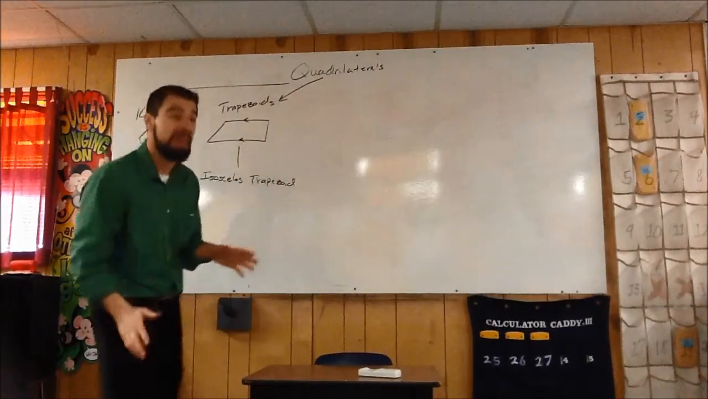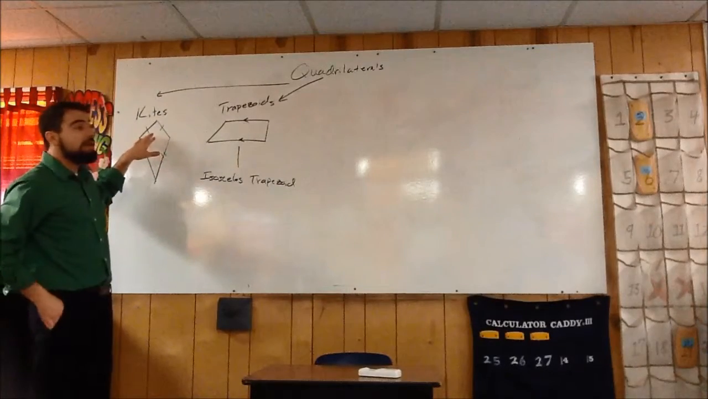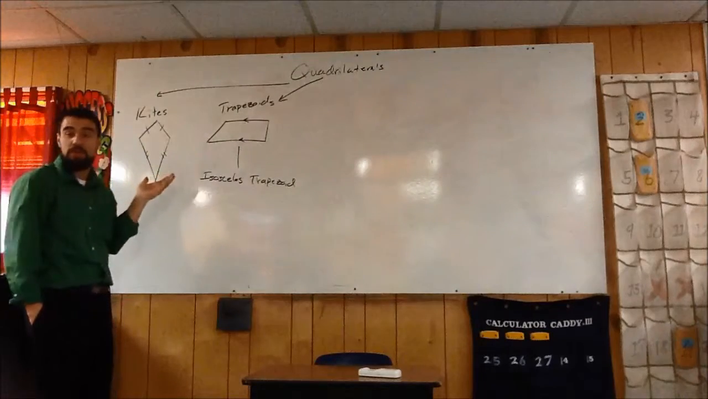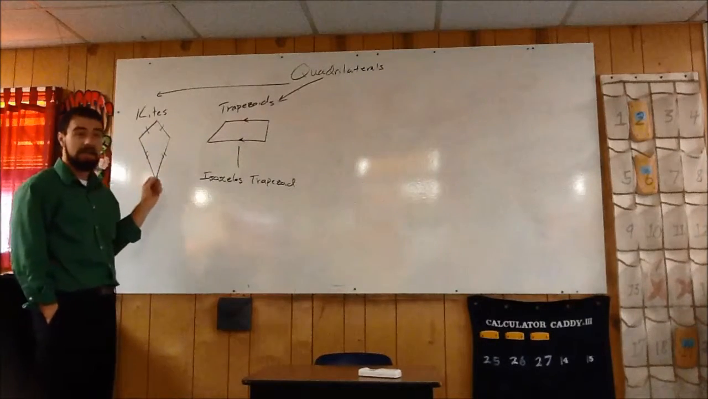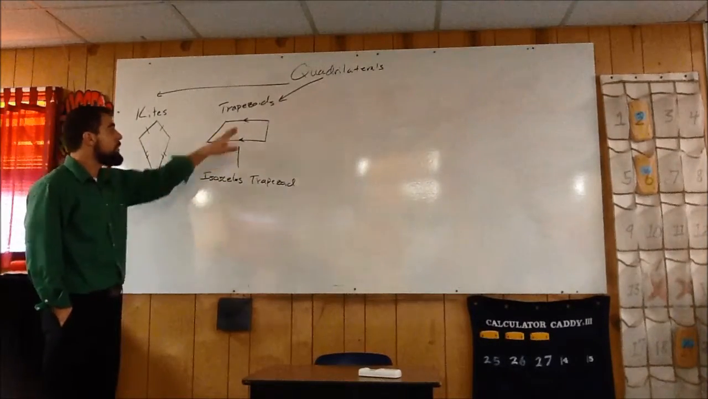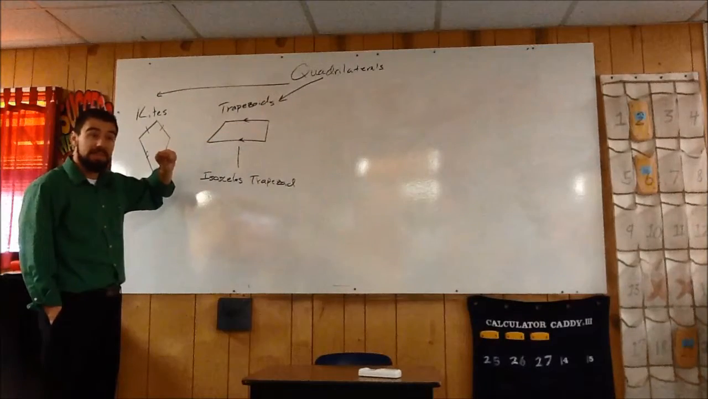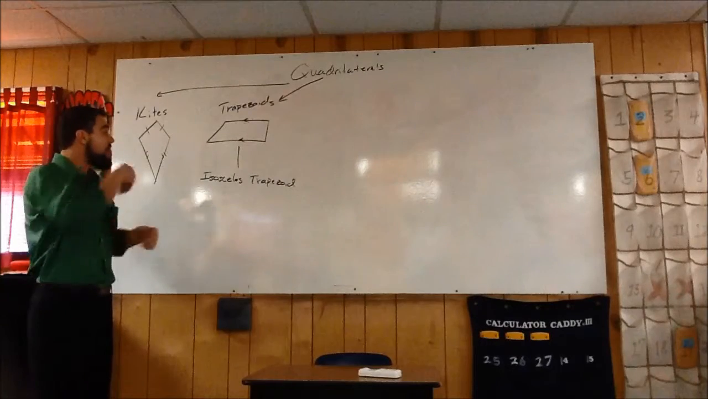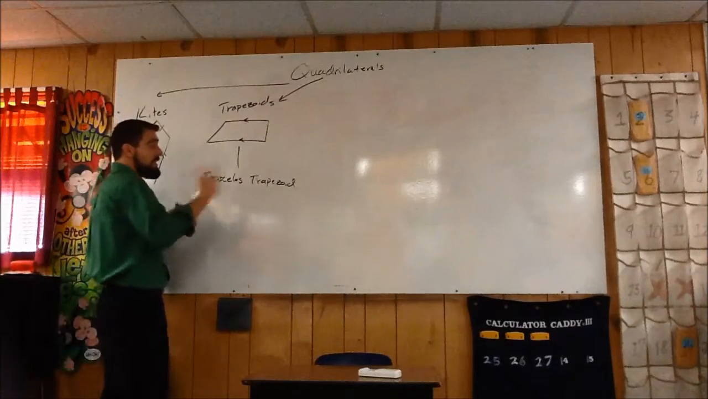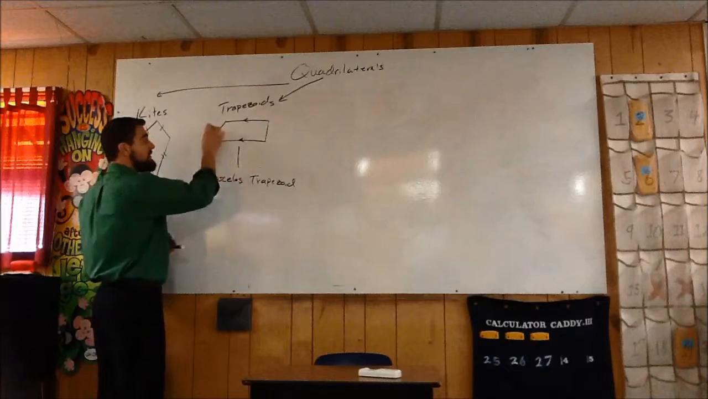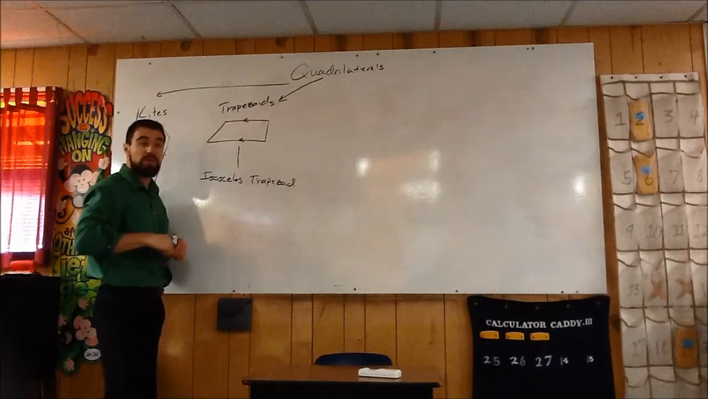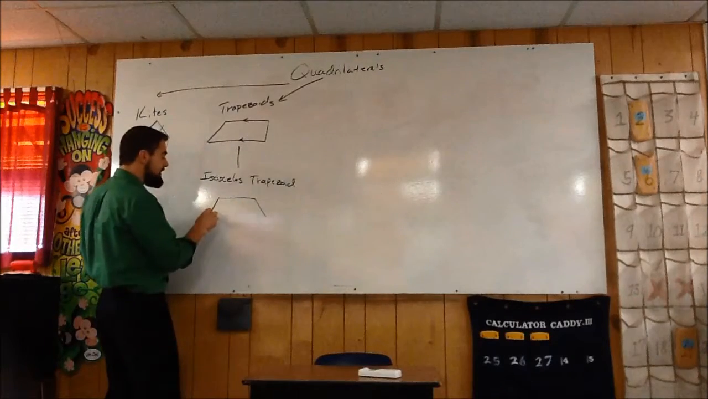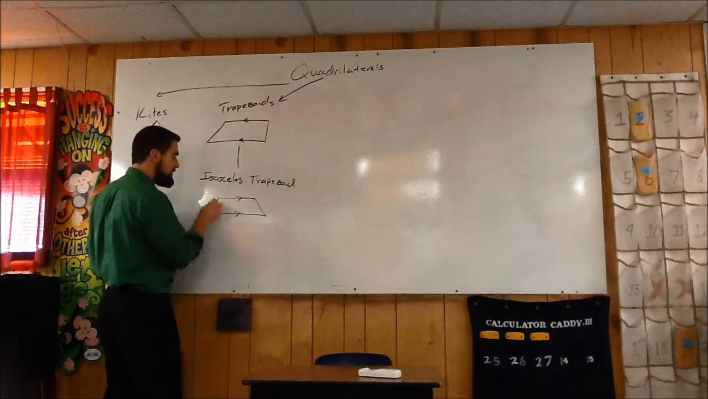We said, okay, well, what happens if there's two distinct congruent consecutive sides? Well, if that happens, then it's a kite. We talked about that. Then we said, well, what if you have one pair of opposite sides that are parallel? That's a trapezoid. Then another unique case would be, well, what if these sides were congruent? The sides that are not parallel, they're called the legs.